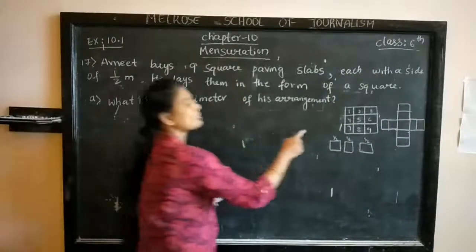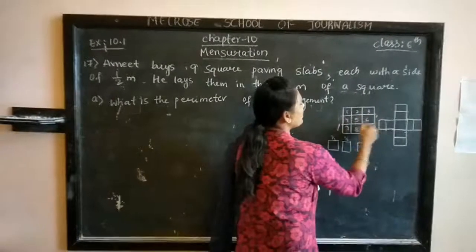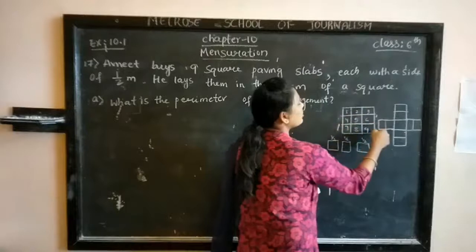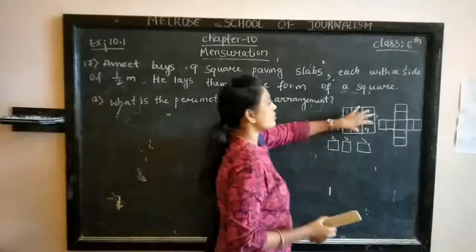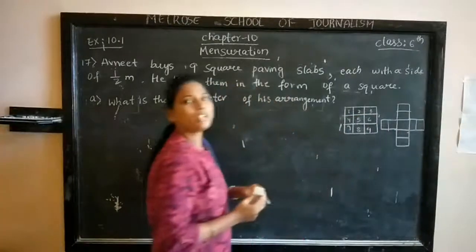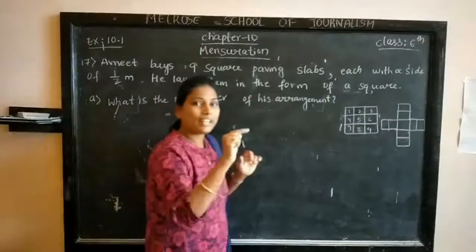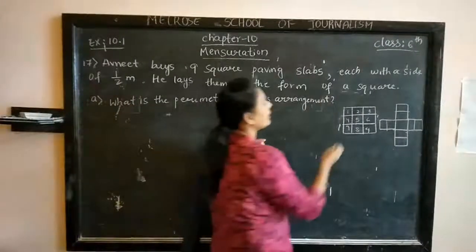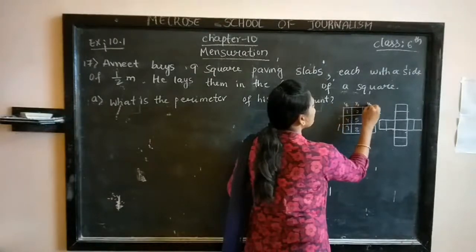See, this arrangement is a square because there are 3 squares here, here also 3, here also 3, this also 3. Means everywhere it is 3 squares. It means that this is also a square arrangement. So square arrangement means all the sides will be equal. First we need to find out the length of each side. Here this is half meter, this is also half meter, and this is also half meter.